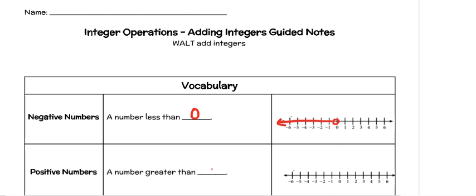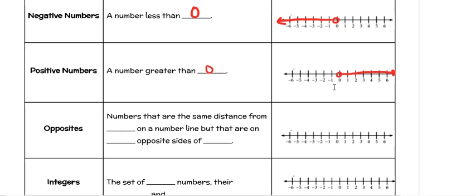Positive numbers: anything greater than 0, so not including 0. Right now we're just doing integers, so it's just going to be 1, 2, 3, 4, 5, 6, and so on. It's going to be negative 1, 2, 3, 4, 5, 6. And remember, when you're looking at a number line, the negative numbers go in backwards order. So if you're using a number line to do these problems, the most important thing is that you write the number line properly.